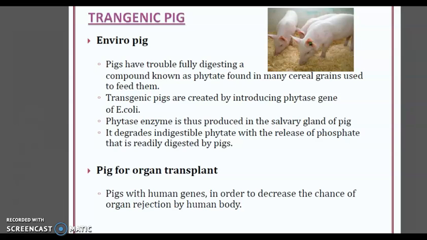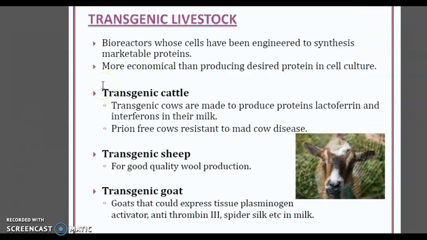Then there are transgenic pigs developed for organ transplant. The pigs carry human genes in order to decrease the chance of organ rejection by the human body. Then there are transgenic cattle. The transgenic cows are made to produce proteins, lactoferrin and lysozyme, in their milk. Also prion-free cows that are resistant to mad cow disease.